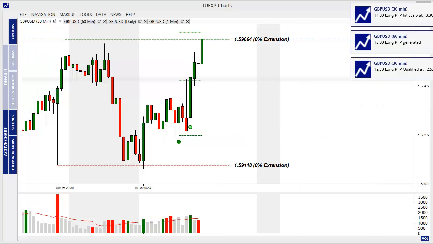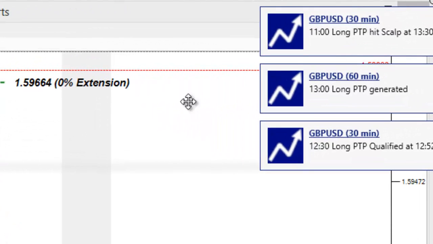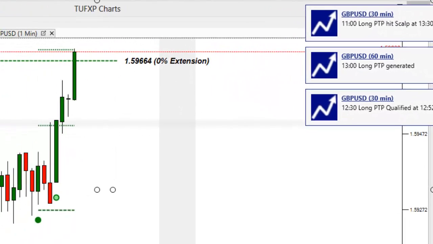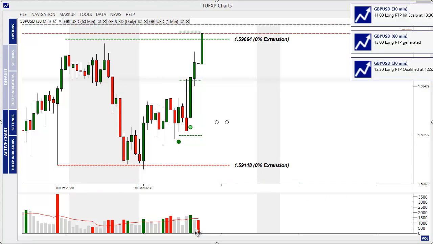And then we see the market trade through the scalp. We see the scalp message appear on the top right. Now at this point, as the market has struggled all morning, I took the decision to actually stay with the trade. I thought there's no point in getting out.